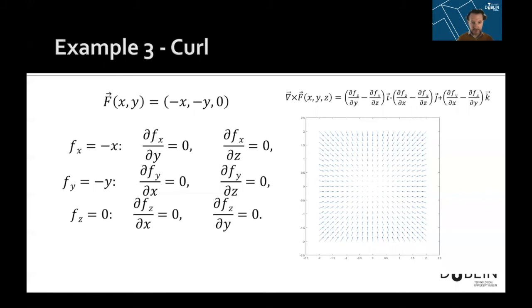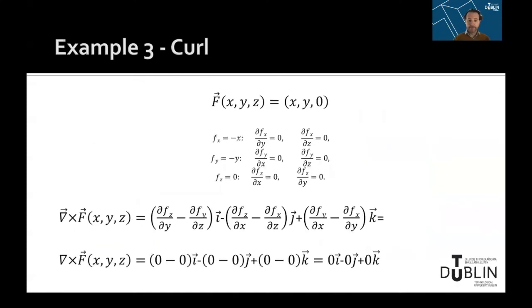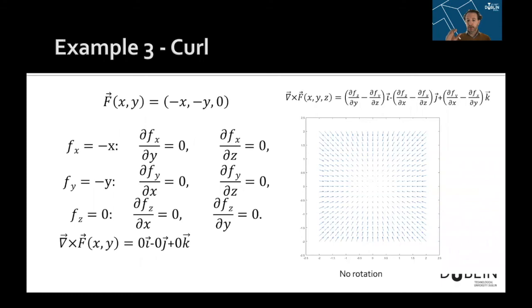We take the derivatives. Derivative of minus x with respect to y is 0. Derivative of minus x with respect to z is 0. Derivative of minus y with respect to x is 0. Derivative of minus y with respect to z is 0. So this is all 0. So once again, that immediately says nothing is happening here. We take those formulas and put them in, and we get 0. So this has no rotation. It has contraction, but no rotation.